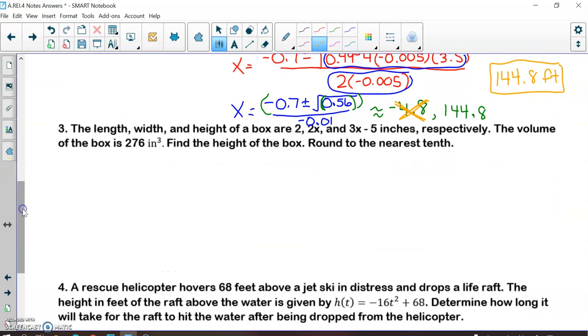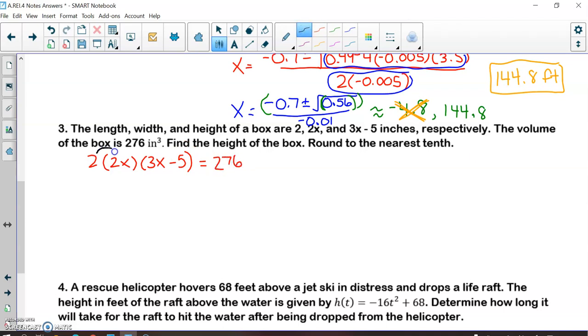All right, the next problem. We have the length, width, and height of a box are 2, 2x, and 3x minus 5 inches. The volume of the box is 276 inches. We want to find the height of the box. So volume is your length times your width times your height, and that would equal our volume of 276.